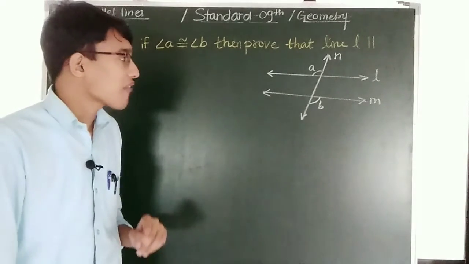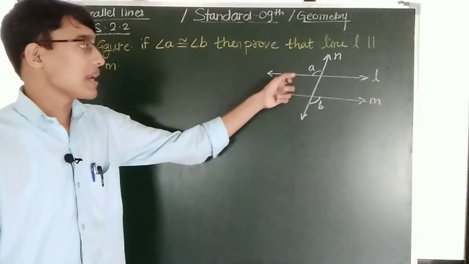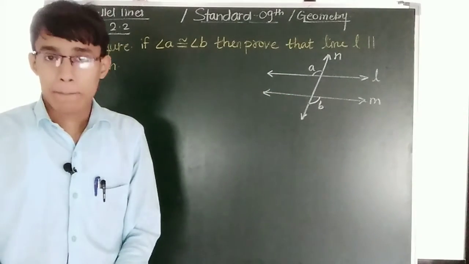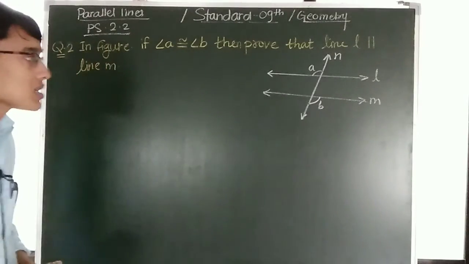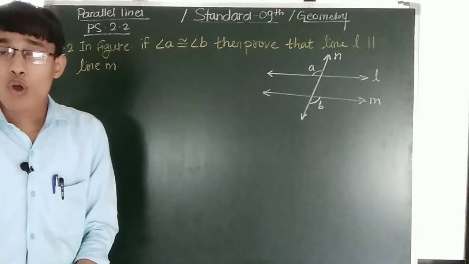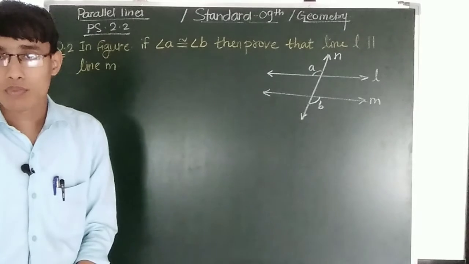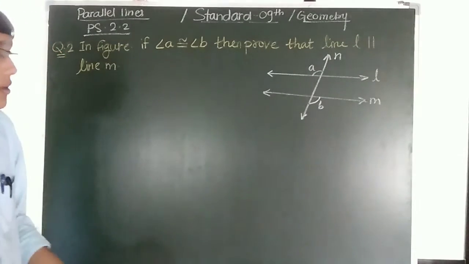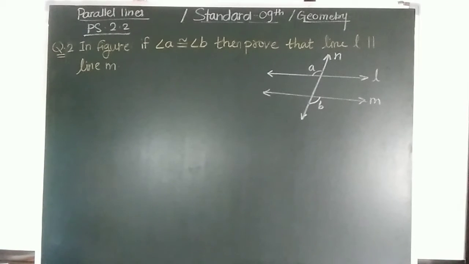Okay. Now what we have to prove? We have to prove that this line L is parallel to line M. Okay. Now in the figure you can see that this angle A and angle B, both the angles are a pair of exterior alternate angles. As the exterior alternate angles are congruent, we can directly write that both the lines L and M are parallel to each other. Okay, but I am going to solve this particular question via another method, so pay attention over here.